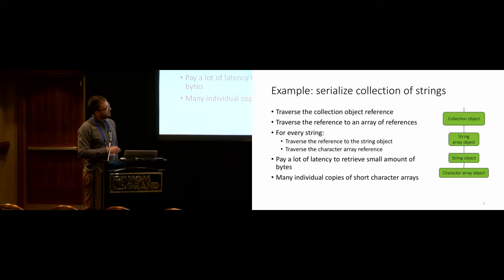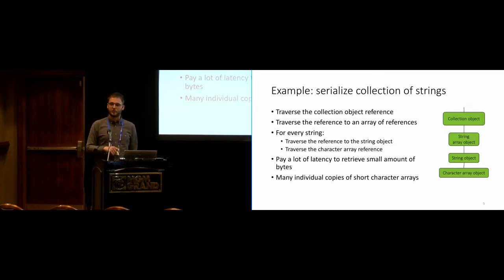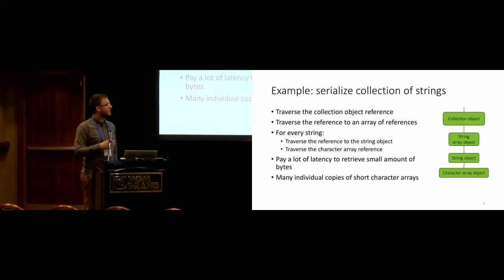So then, for every string in the array, you have to traverse a reference to the string object. And then for every string object, you have to traverse another reference to the character arrays, for example, if you're interested in processing the characters in the string. So if you have a lot of strings, this is going to take a lot of time, first of all, to figure out where all the bytes are. And then you have to make many short copies, depending on the length of the strings, but say they're tweets or something. That's a lot of small copies that you have to make. And you pay the latency every time, and it's just not going to give you very good performance.